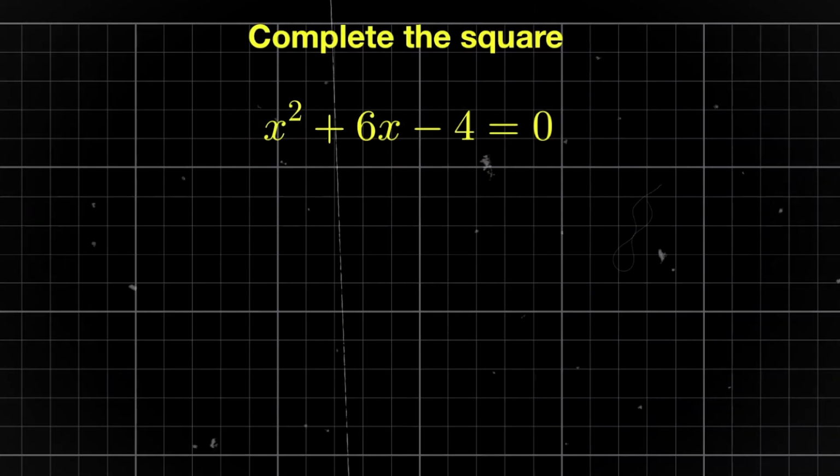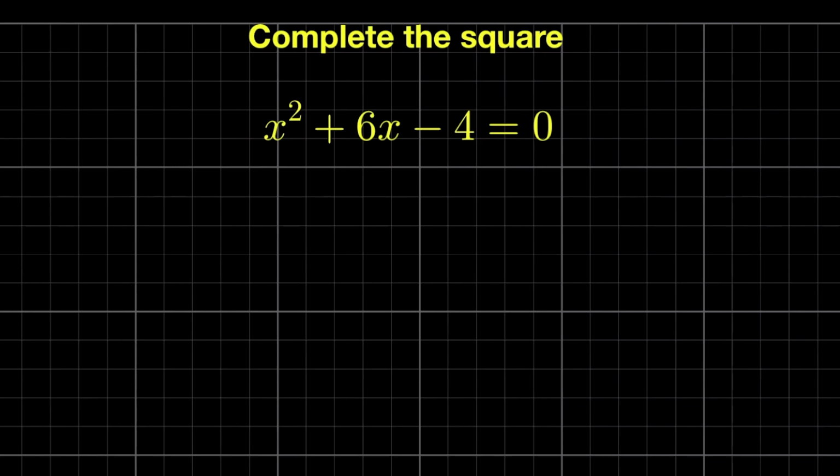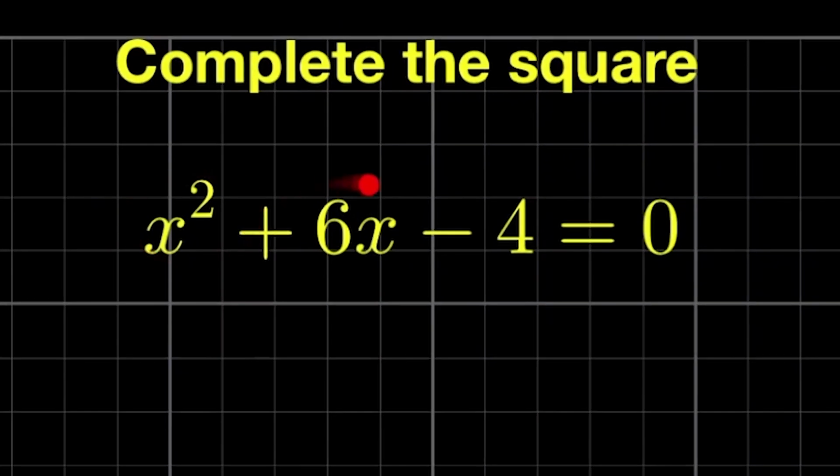So in this video, we'll be completing the square of the following polynomial. So here we have x squared plus 6x minus 4 is equal to 0.